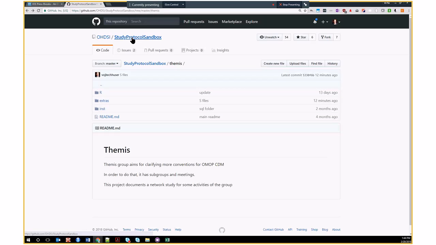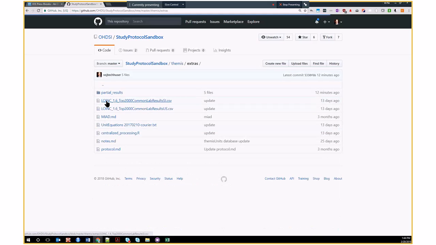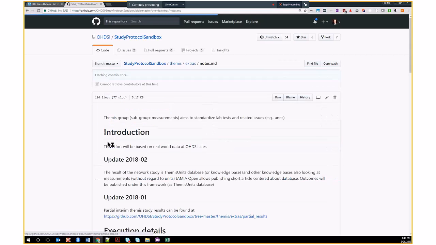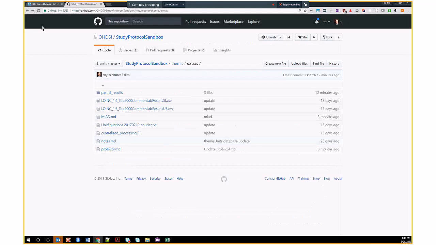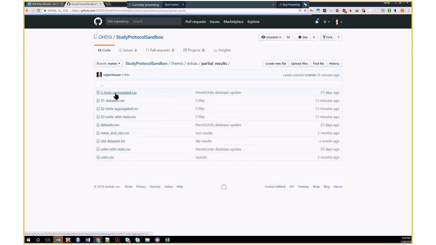The study is in the study protocol sandbox in the themis folder, and in the extras folder, you will find a protocol for the study as well as the SQL code execution of the study, but most importantly, the partial results, which I'm going to briefly present. There are three. This was an AMIA submission, so this is also a summary for that AMIA submission call for updates.